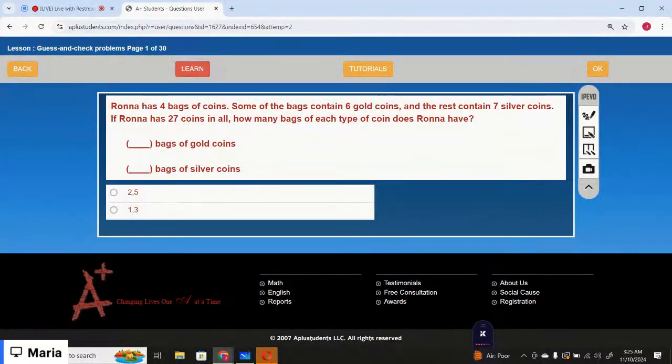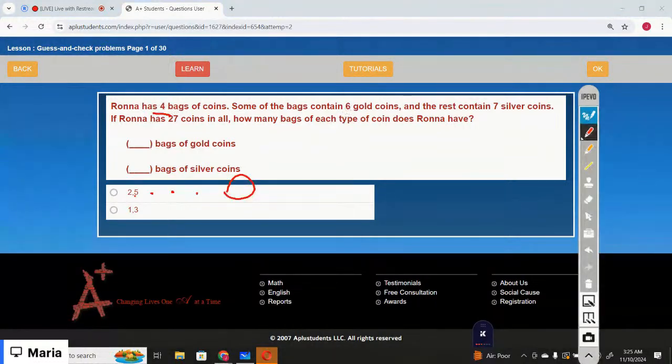So she has 4 bags of coins, right? That is an important thing. You have to see how many bags of each type of coin Rona has. The total bags she has is 4, right? So you can see here 2 and 5. 2 plus 5 makes 7. This isn't the correct option.